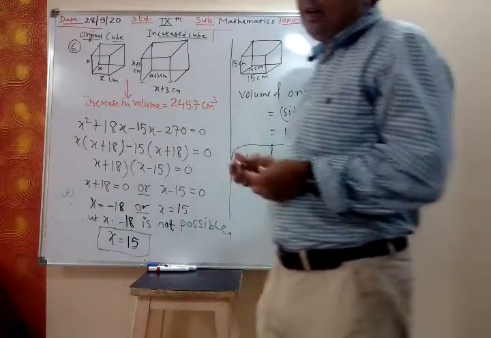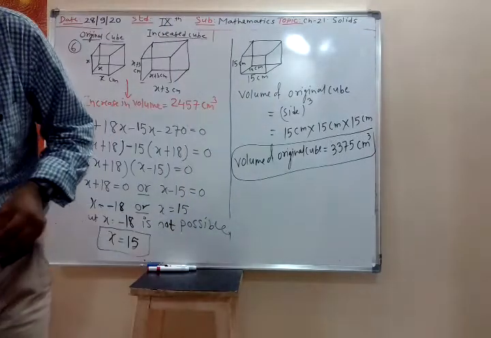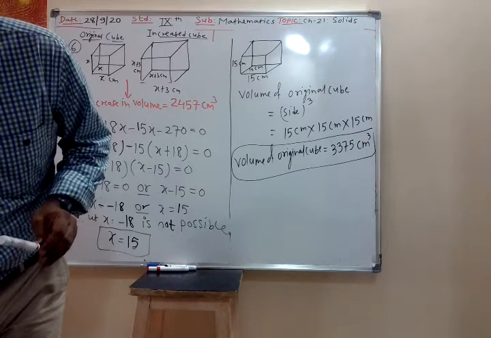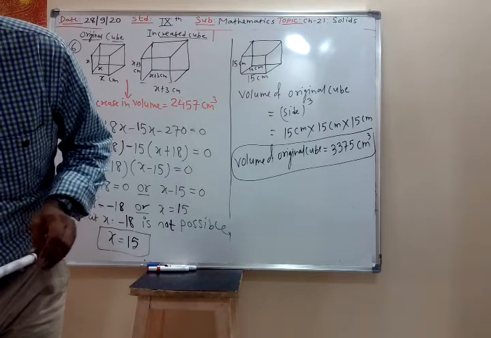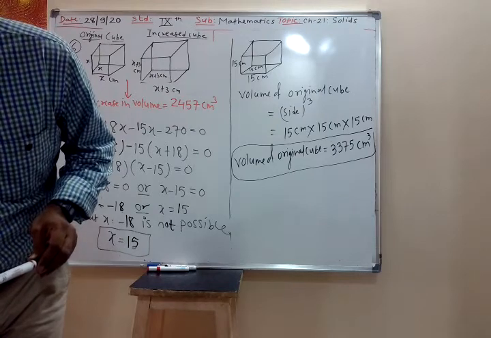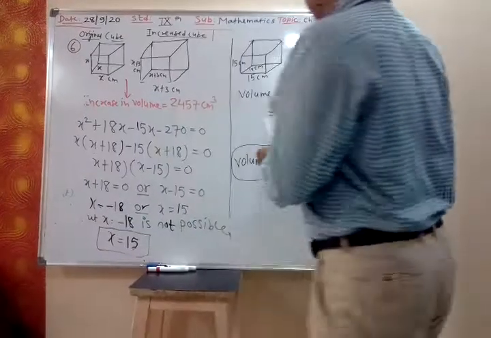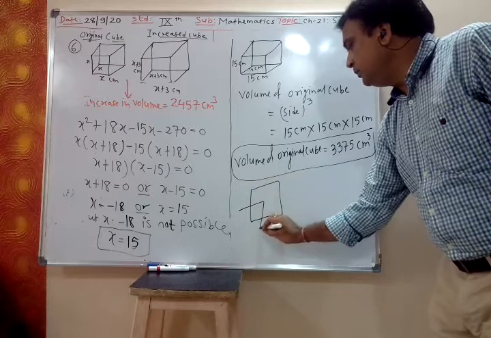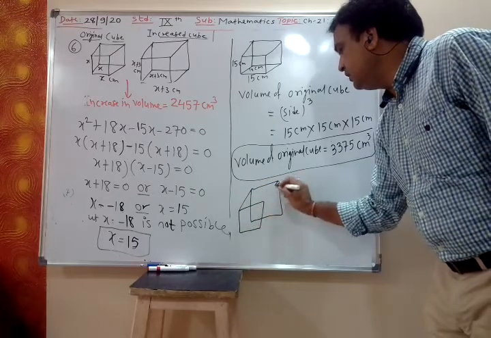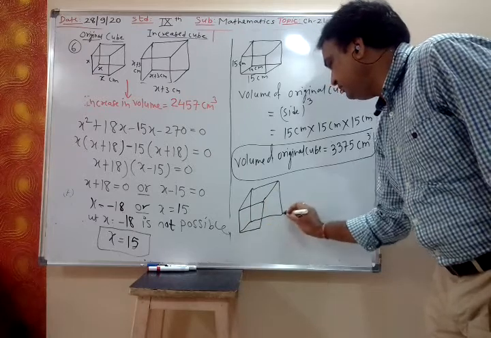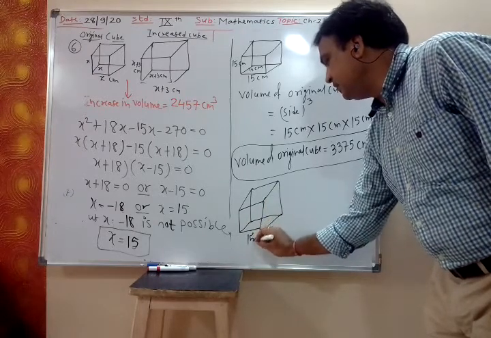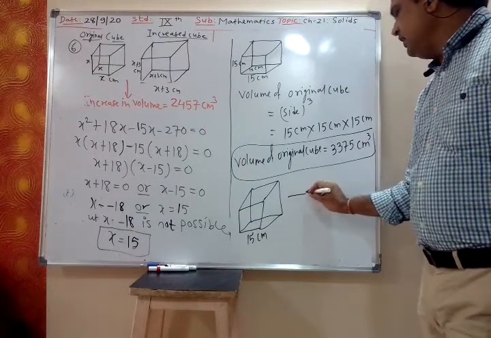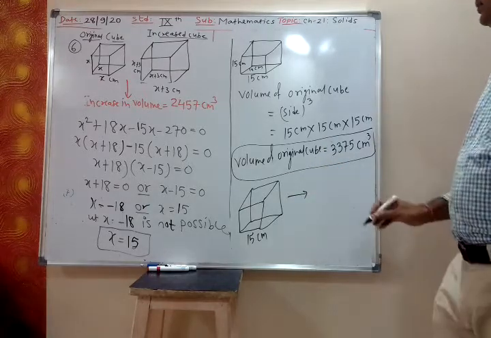We have found the volume of the original cube. Now the other part is given, find its side. Side we have found. Now how much will its volume decrease if the length of each side of it is reduced by 20%? Again, we are having the original cube with side 15 centimeter.